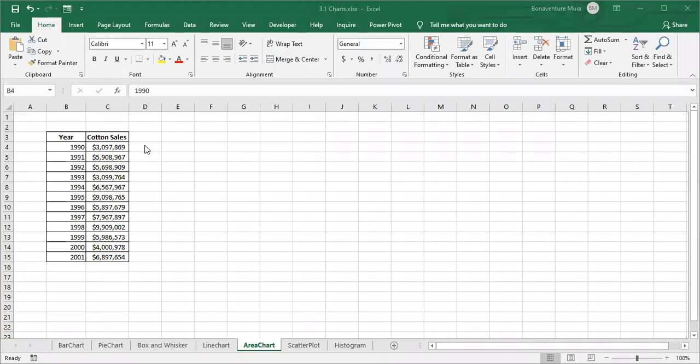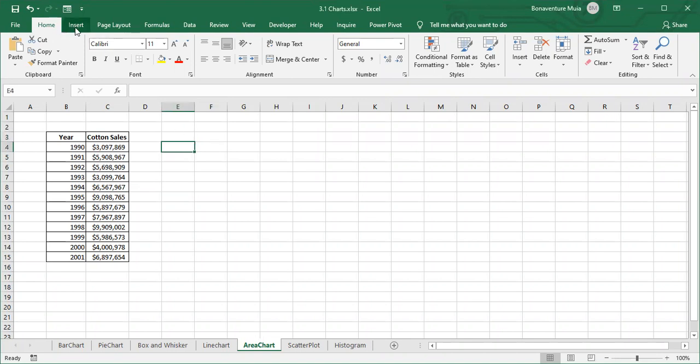So an area chart is just like a line plot. The only difference between a line plot and an area chart is that the area below the line in an area chart is shaded. So let us have an area chart here.